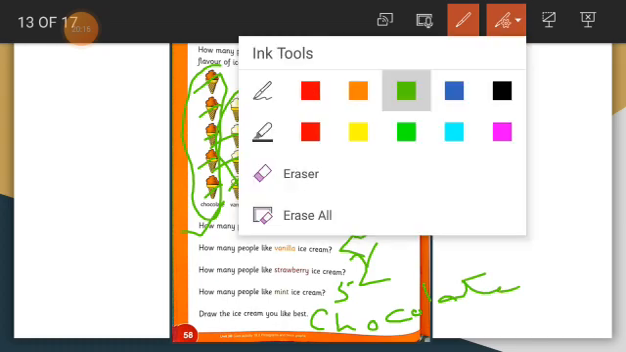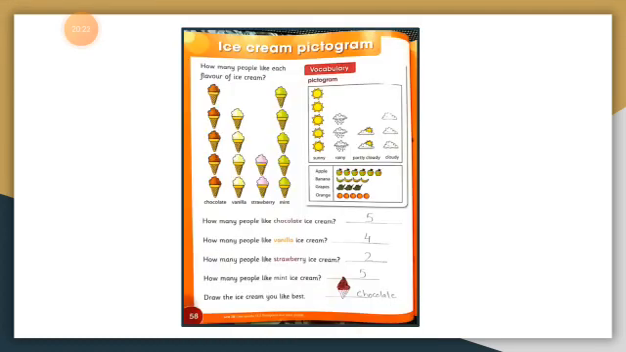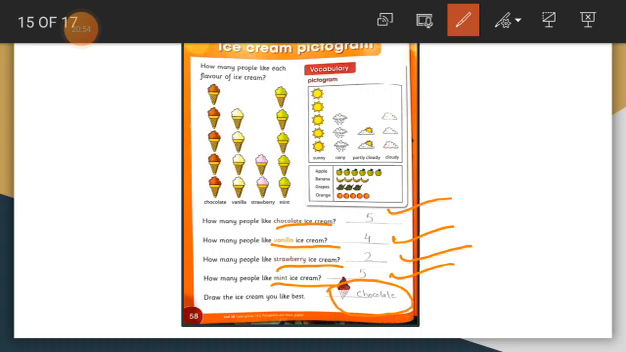Okay, let me erase my rough work and see the final look of your page. Yes, see, this is page number 58. Here I have drawn the ice cream also. I have written the answers to these questions also. Let's explain it again. Chocolate ice cream, how many people like? 5. Vanilla flavor, how many people like? 4. Strawberry flavor, how many people like? 2. Mint ice cream, how many people like? 5. And I like the chocolate most, so I have drawn the chocolate ice cream here.